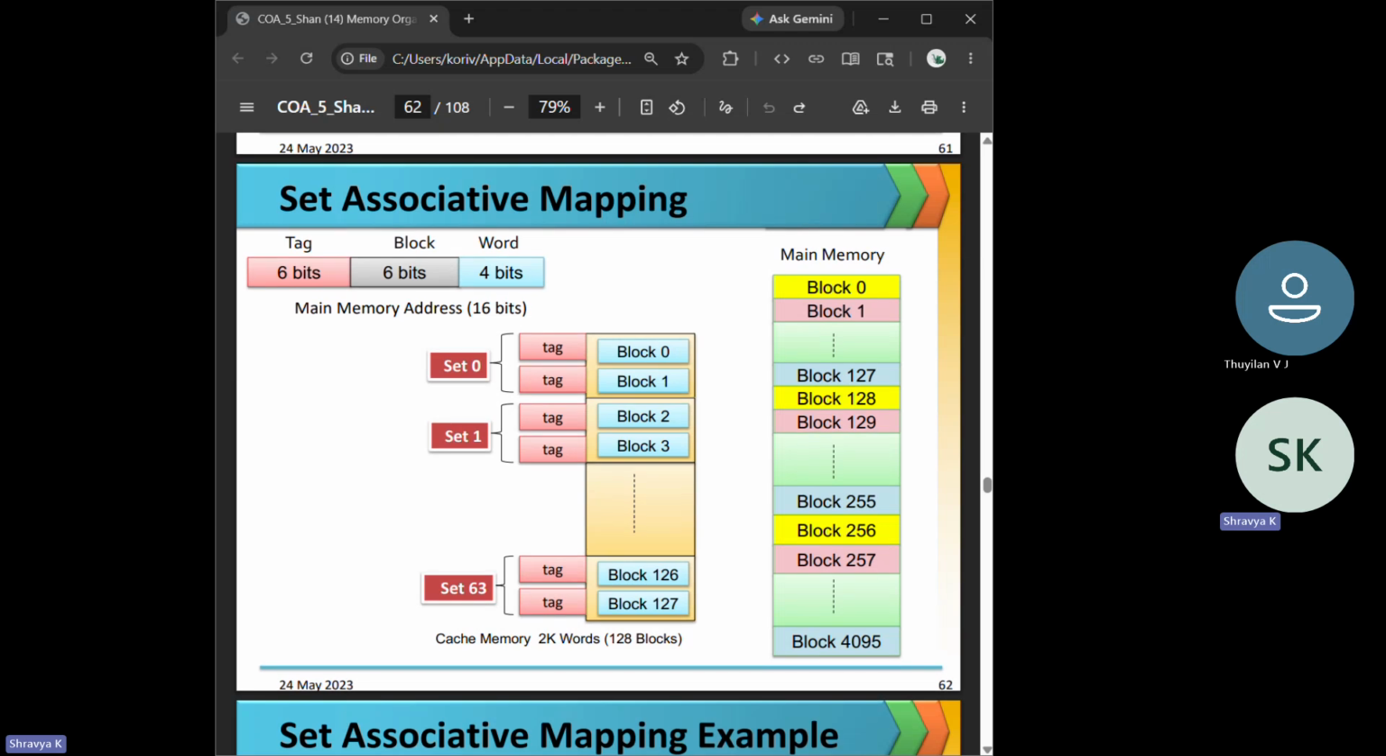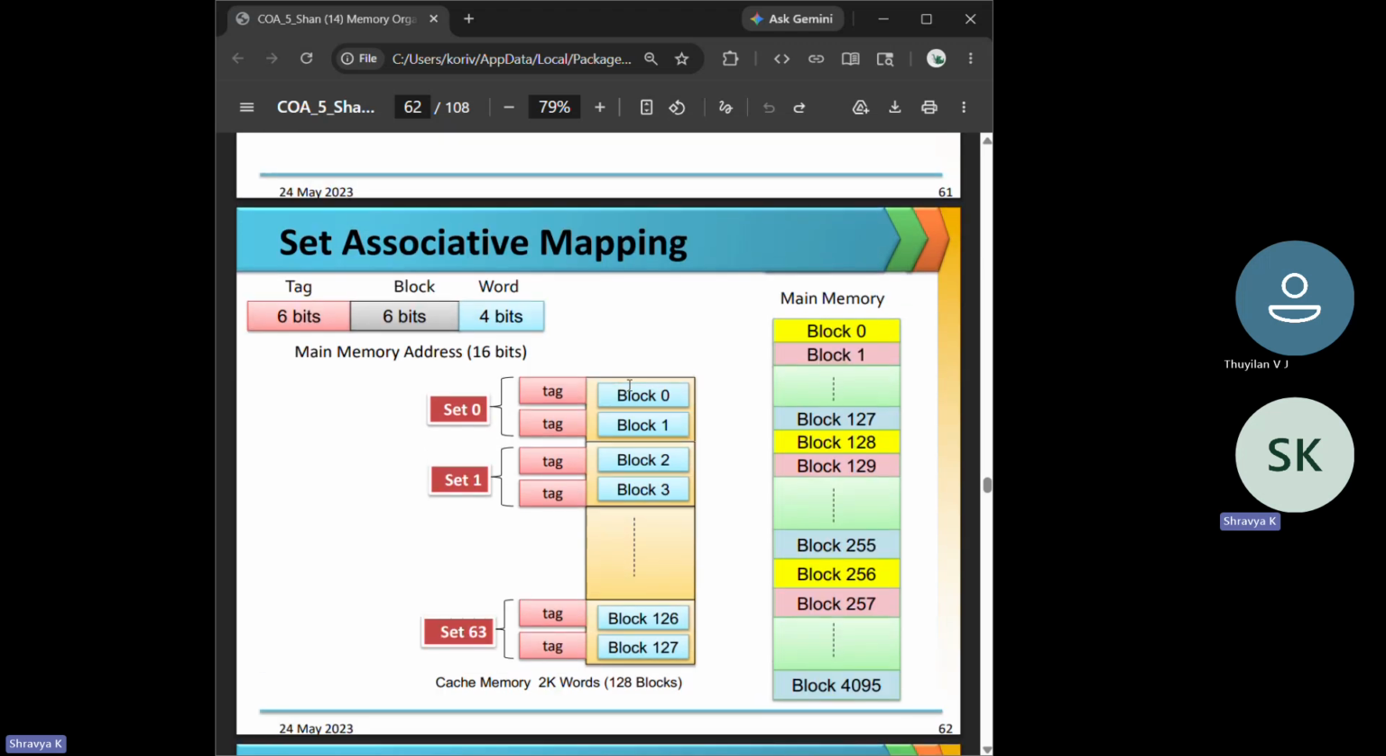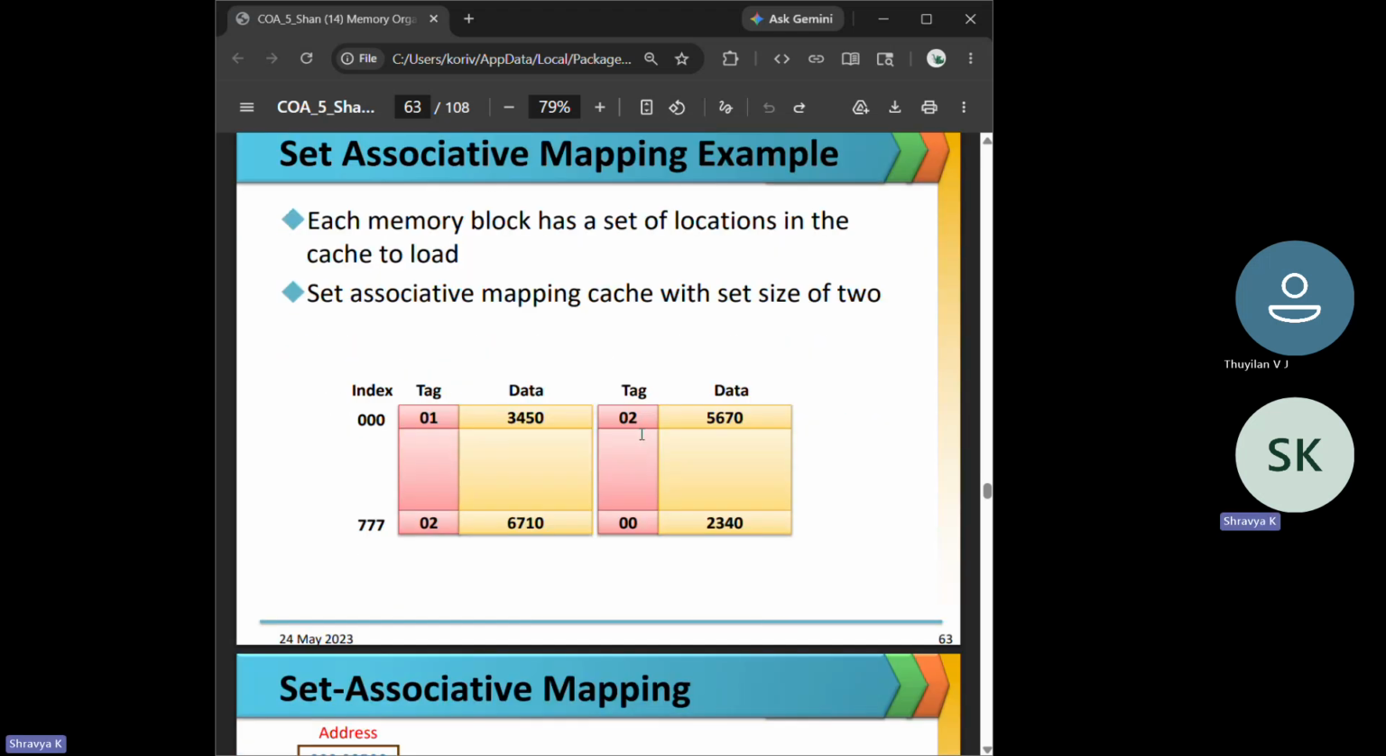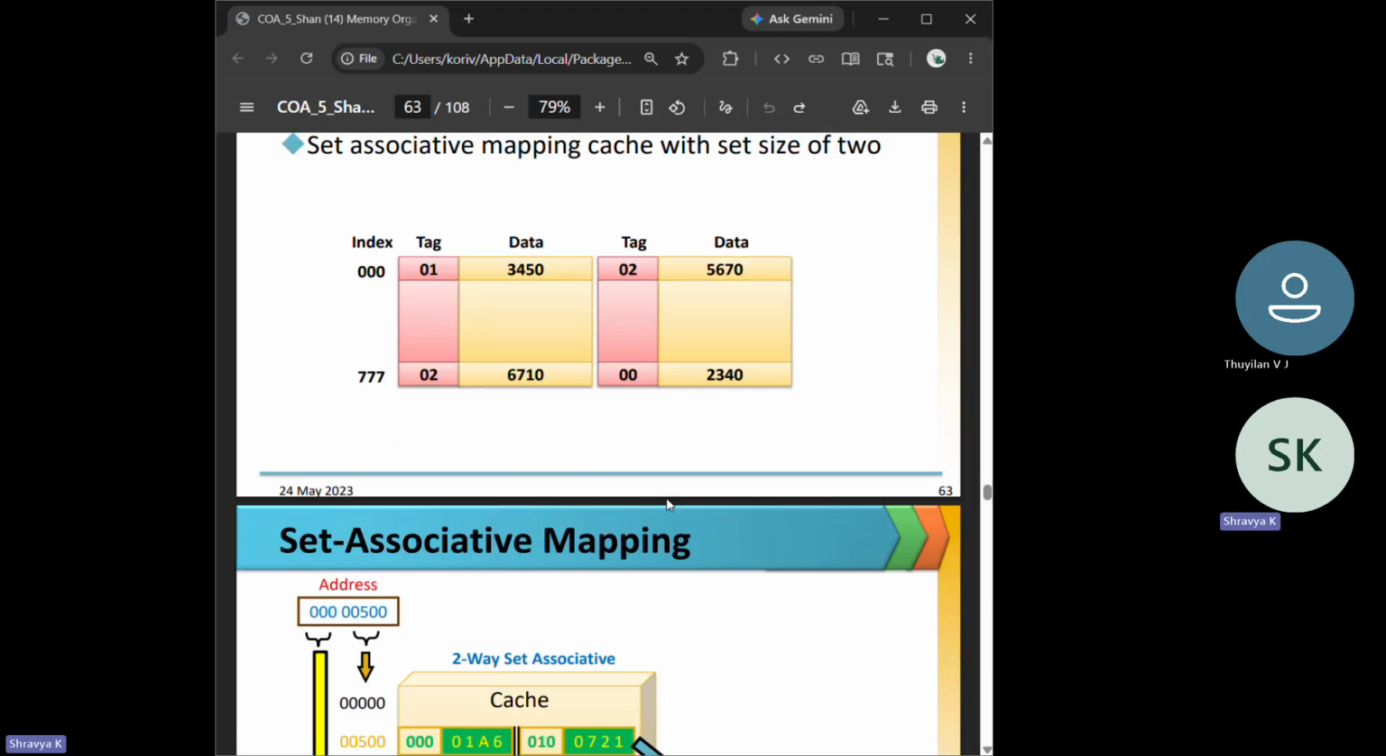And again, you have over here a 16-bit memory address. The word field, again similar to the previous cases, is found to be 4 bits. And the set, the block, is 6 bits, and the tag is found to be 6 bits, right? So if you look at more examples over here, each block has a set of locations in the cache to load. So this is a set associative mapping cache with a set size of 2, right?